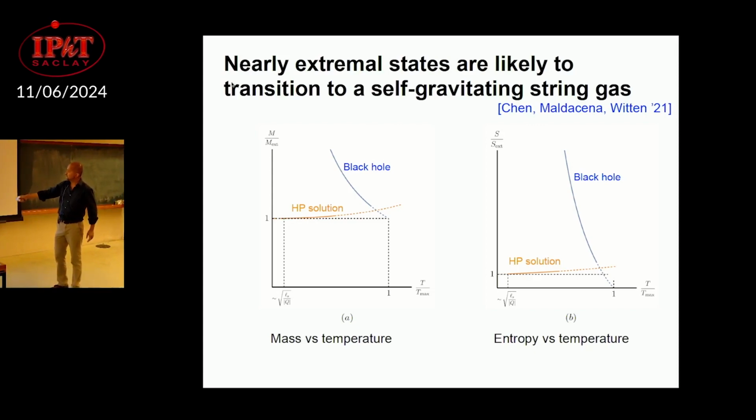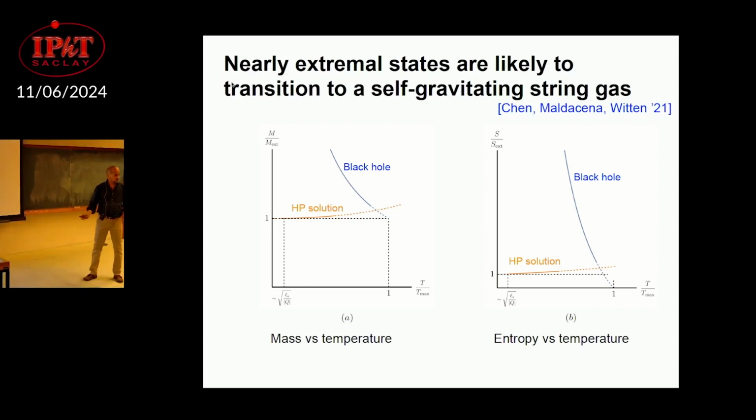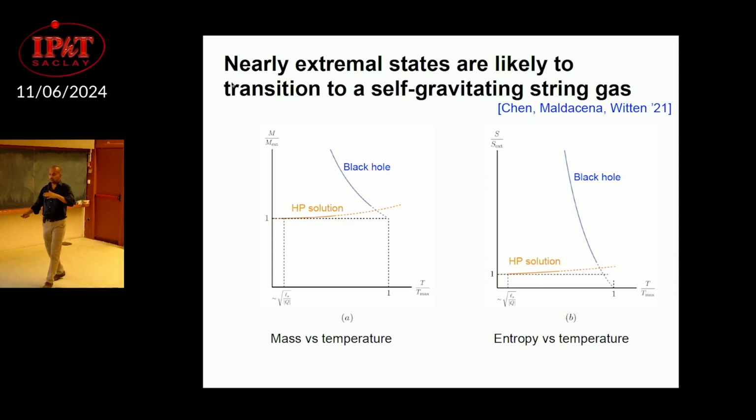So let's look at the left diagram. This is the mass, or the energy, in units of the extremal energy. I'm fixing charges, as a function of temperature. Up here, the black hole solution is completely well defined. It's a non-extremal, non-supersymmetric black hole with a good horizon. You can study its thermodynamics. And then you can ask, what happens to the thermodynamics when you reduce the mass?